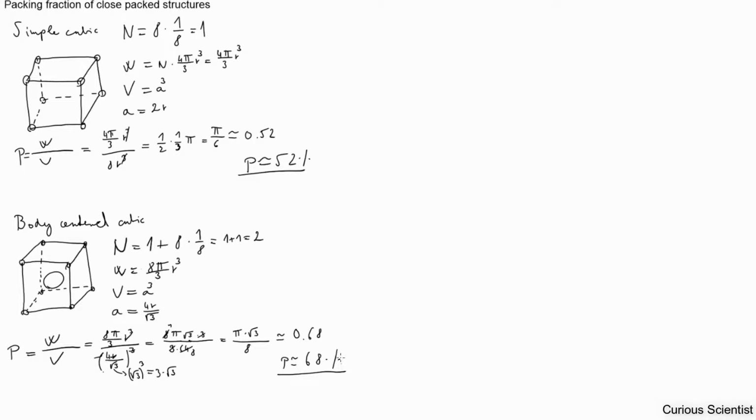So if we put one atom in this simple cubic structure and make it into body-centered cubic, we increase the packing efficiency from 52% to 68%. So 16% better. But these structures are not the best in efficiency. We will see that there are better ones. So let's move to the face-centered cubic structure.